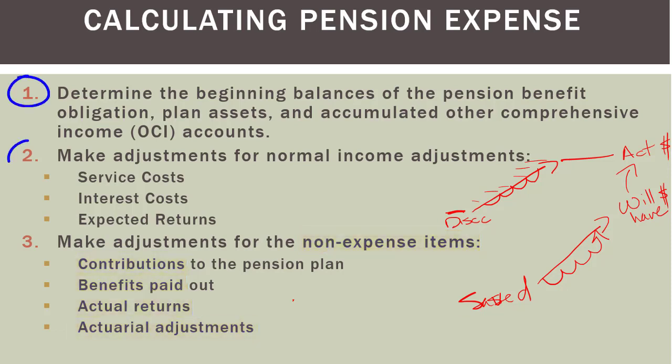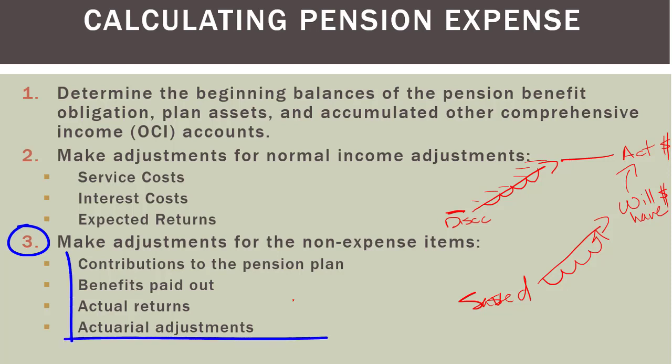Step 1 and 2, all of those happen every single time. Step 3, almost always happen. Not always, but almost always. We usually make a contribution. If people have retired, we're starting to make payments because of our obligation to them. We have actual returns. That happens almost every year unless the market doesn't make any money and things just stay static. And then the actuary may or may not send us some numbers. So these usually happen, but not always. And that's why we break them out separate. That, and again, they don't affect the pension expense, just the rest of the journal entry.